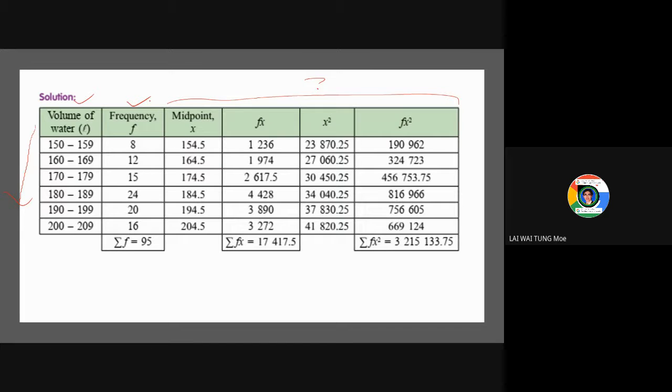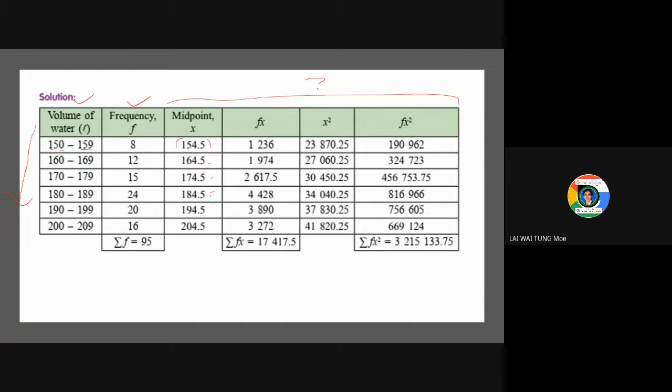Once you know what to fill in, you start to fill in each one and calculate each part. For the midpoint, you just add these two together, 150 plus 159, then divide by 2. Then you will get 154.5. And do the same thing for the rest of the class intervals. So you'll get this.